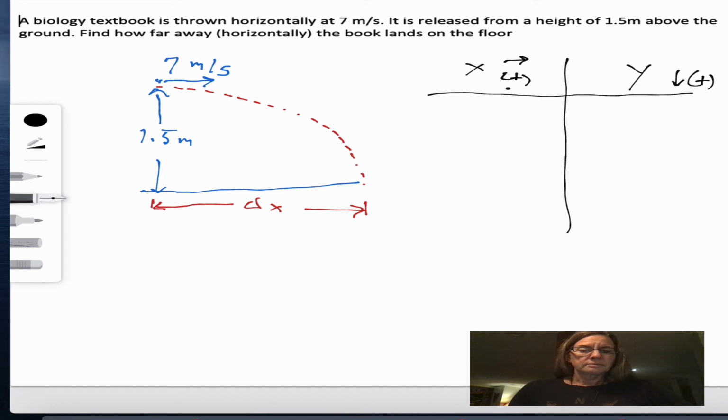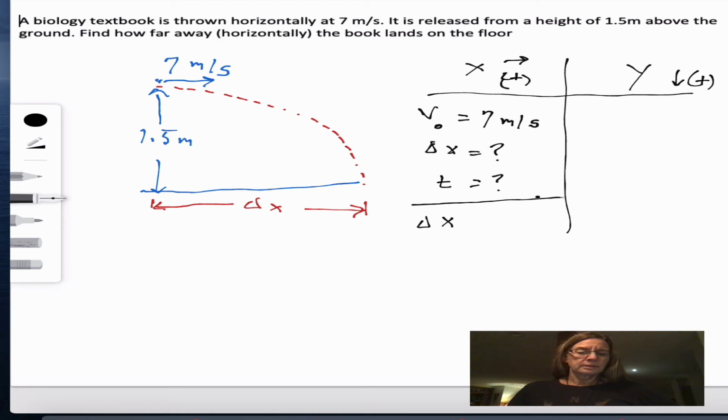So horizontally, we know that it's moving at 7 meters per second initially. And that's all. We don't have any information about the displacement, which is what we're trying to find. And we don't know anything about time, which we need to solve for displacement. And just as a reminder, displacement is equal to velocity times time.